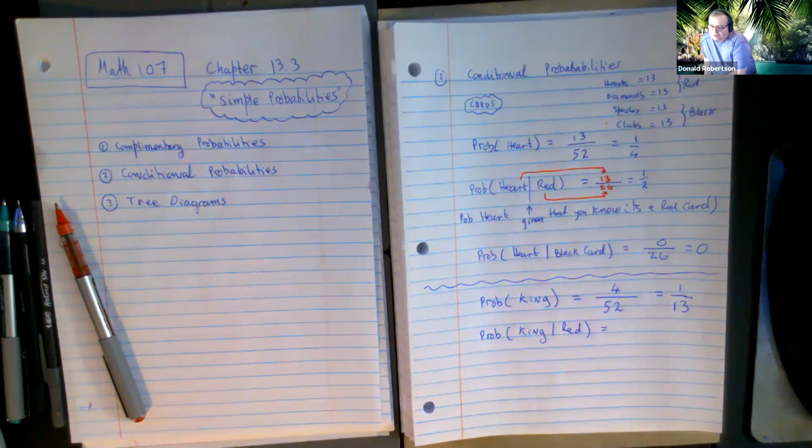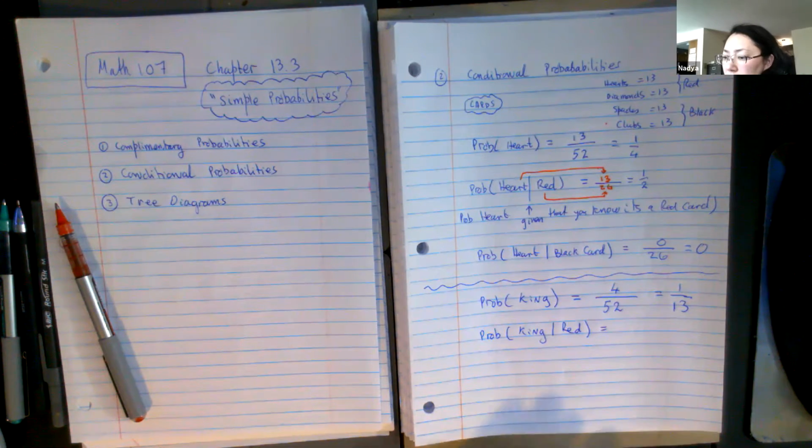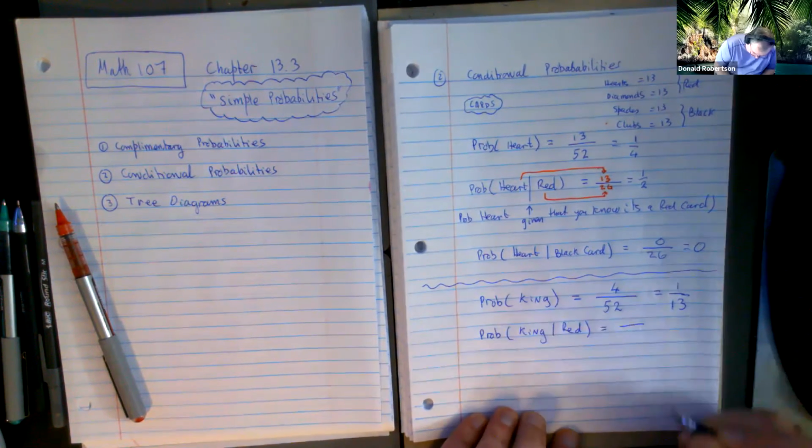Right, what do you think your chances of getting a king are if I tell you that it's a red card? So you know it's a red card. What are the chances of getting a king? Better, worse, or no different? So it's 2 out of 26. Yeah, you're right. I heard parts of the answer.